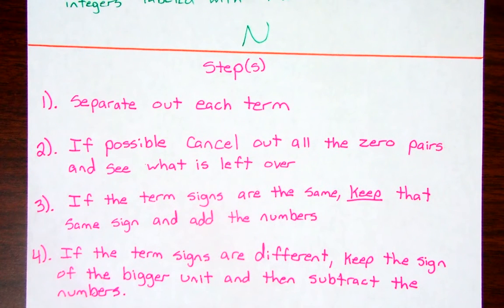The first step is we're going to separate out each term. The second step, if possible, we're going to cancel out all zero pairs and see what is left over. Step 3, if the term signs are the same, we're going to keep that same sign and add the numbers. And the fourth step says if the term signs are different, keep the sign of the bigger unit and then subtract the numbers. So let's go ahead and do a few examples.